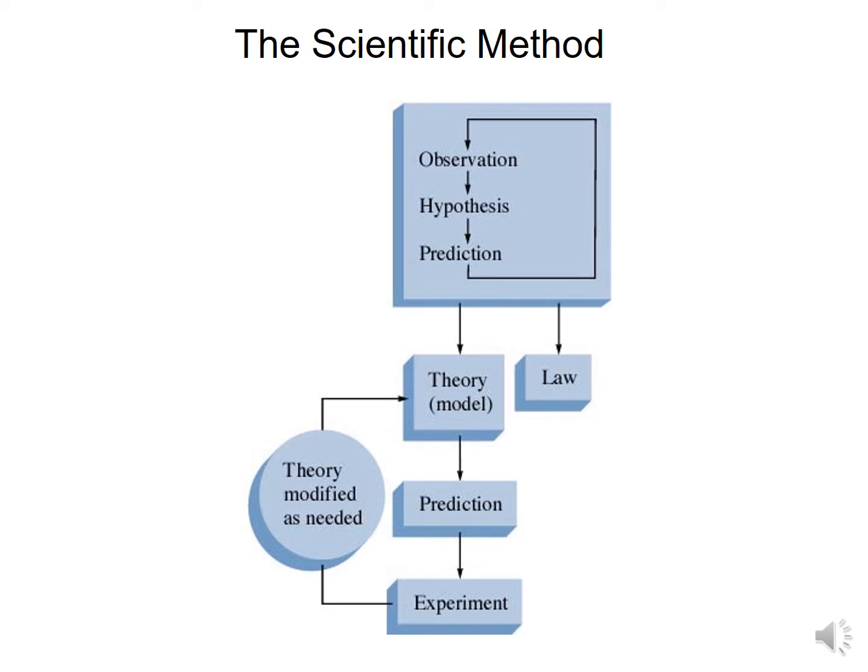If the outcome is not exactly what we expect, we may modify the theory so that when we do the experiment again, we can predict the outcome more precisely. A successful theory is an accurate and predictive description of the natural world.